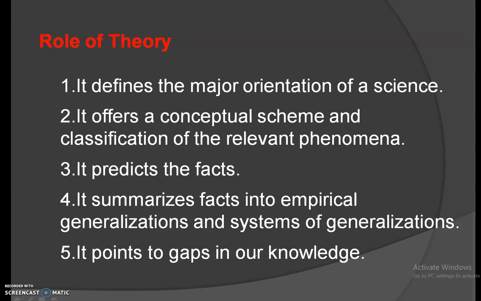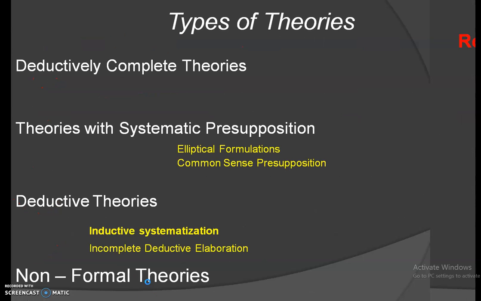So let's see what is the role of theories. So first is it defines the major orientations of science. Second, it offers a conceptual scheme and classifications of the relevant phenomena. Third, it predicts the facts. Fourth one, it summarizes facts into empirical generalizations and a system of generalizations. And last one is it points to gaps in our knowledge.